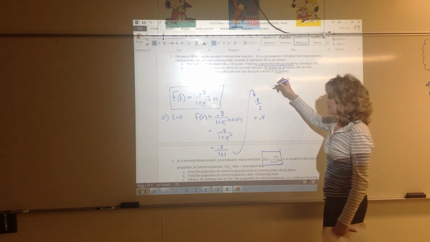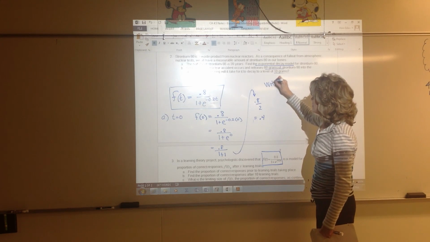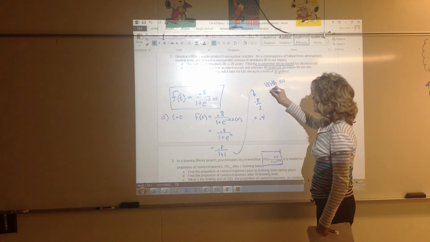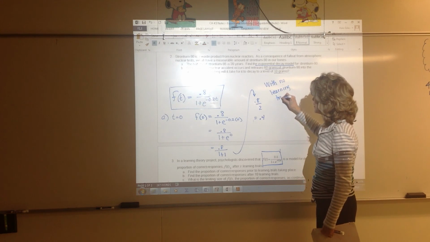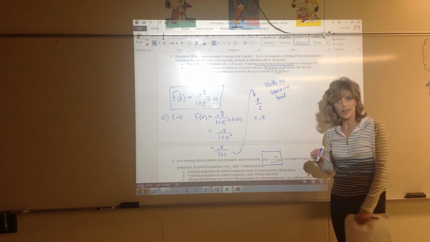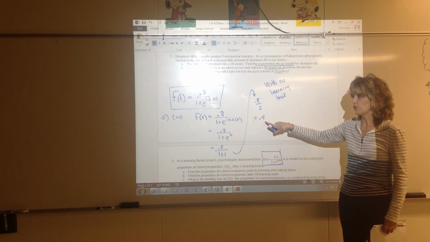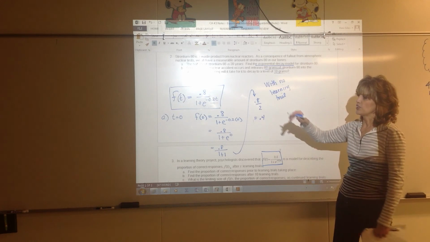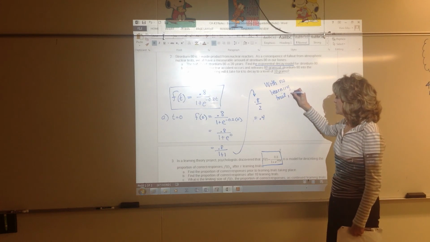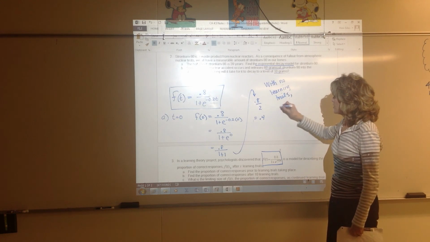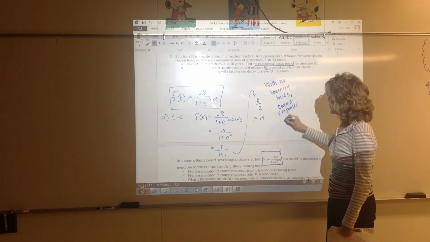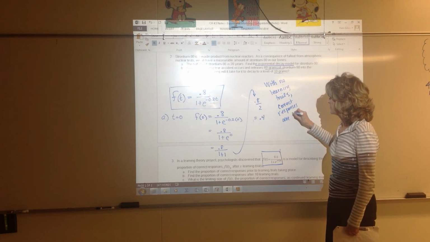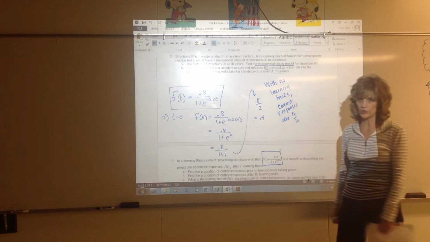So with no learning trials, correct responses are 0.4, or I could call it, with no learning trials, correct responses are 4 out of 10. 0.4 or 4 out of 10.